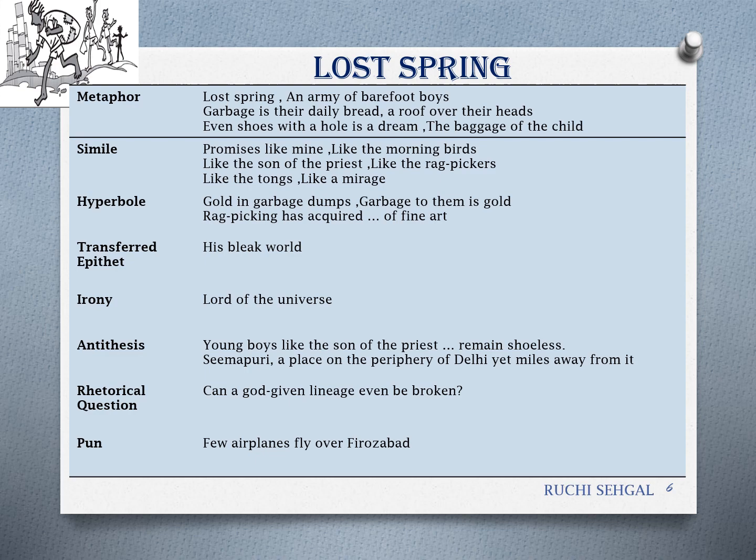Irony, as we discussed: Lord of the universe. Antithesis: young boys like the son of the priest remain shoeless. Seemapuri, a place on the periphery of Delhi, yet miles away from it, is metaphorical. Rhetorical question: can a God-given lineage even be broken? Pun: few airplanes fly over Firozabad. So make note of these lines and phrases and remember the literary devices that they represent.